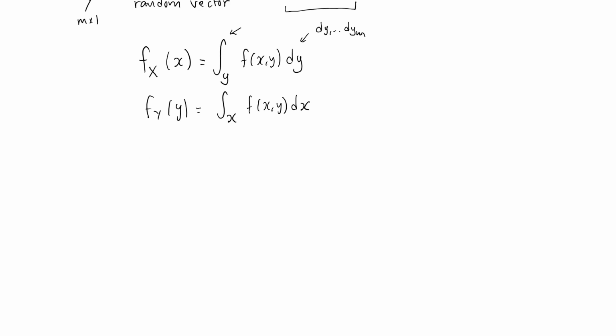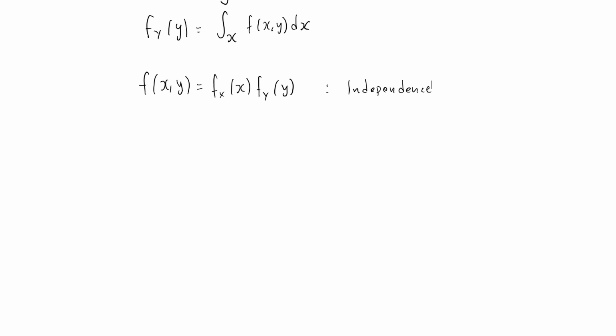We define independence between random vectors in the same way as we define independence between random variables. So X and Y are two independent random vectors if the joint PDF is equal to the product of the marginals. If X and Y are independent, then that will imply that every random variable in the X vector will be independent of every random variable in the Y vector.